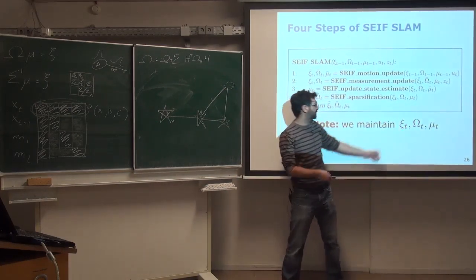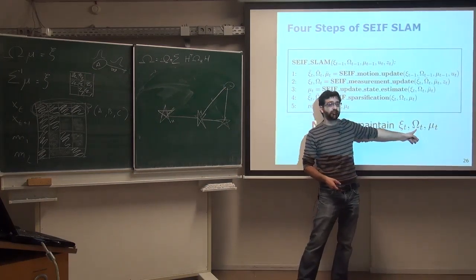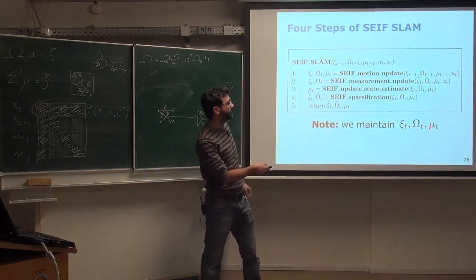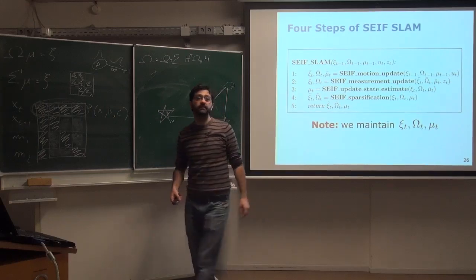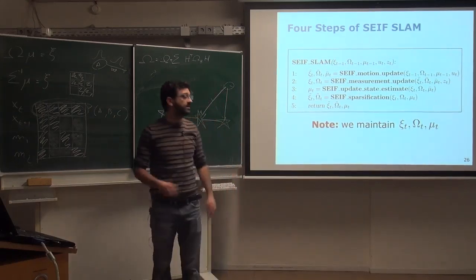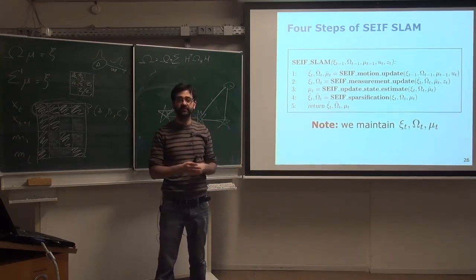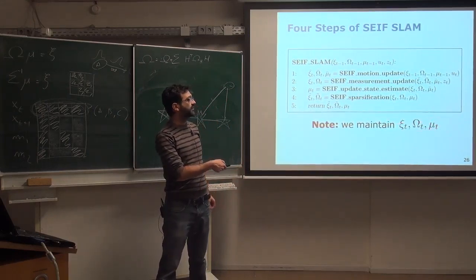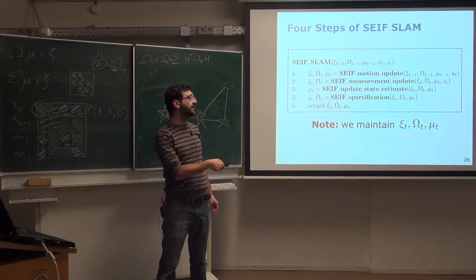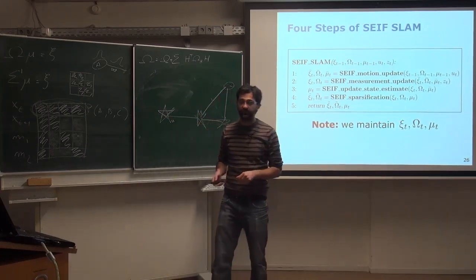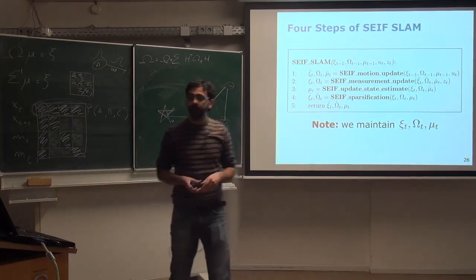So the one thing to take care is that we are not only maintaining the sufficient statistics of the distribution, which is the information vector and information matrix, but for efficiency purposes, we also keep track of the mean of the Gaussian. So it's an over-parameterized filter. There is a constraint between these three parameters, but actually it makes sense to keep track of all of them for efficiency reasons.